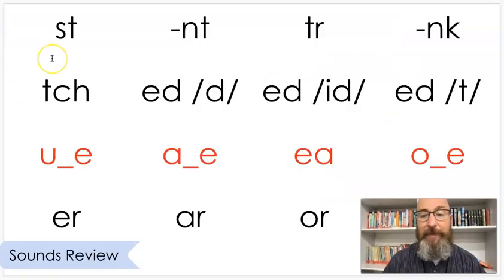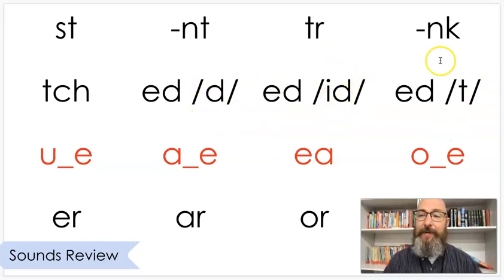Let's go over these sounds that we've learned already. St. Make these sounds with me. Nt. Ter. Nk. Ch. And of course, ed makes three sounds. D. Id. T. U. A. E. Sometimes A. O. R. Or.